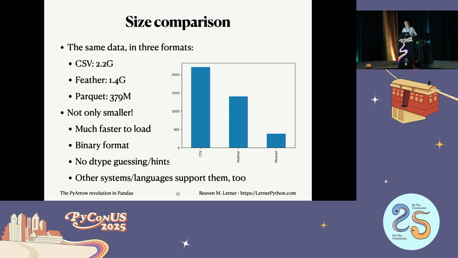Now, why were they faster to load? Because it's already in a binary format. So we don't need to guess. Pandas doesn't need to load it and say, does this look like an int? Does it look like a float? You can just do it. And other languages and systems also support Feather and Parquet, which means that you now have this data interchange format that is binary and cross-platform.